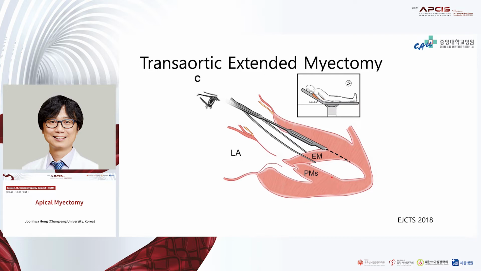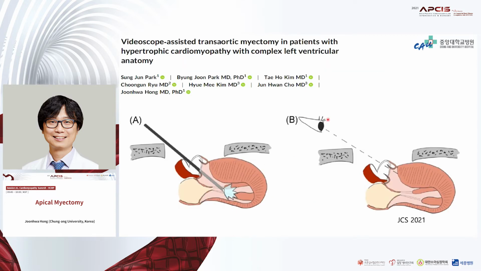This picture is from the European Journal of Cardiothoracic Surgery 2018, and they suggest that basal hypertrophic cardiomyopathy and midventricular hypertrophic cardiomyopathy can be treated only through a transaortic approach, and I totally agree with them. Those pictures are from a paper published by my center this year.